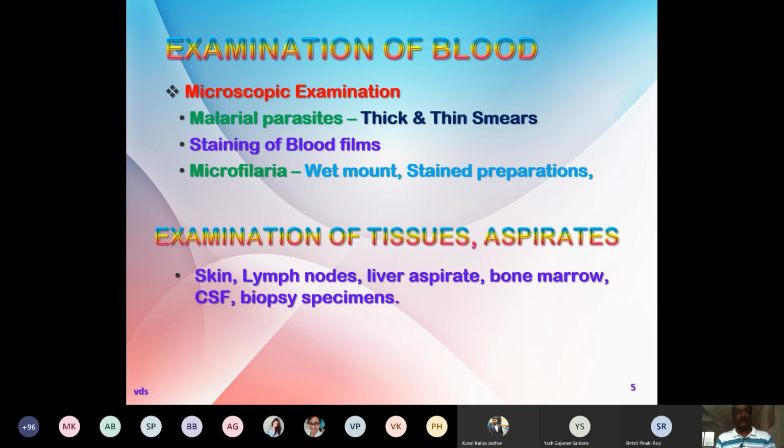Then after that, examination of tissue and aspirate. Some specimens are very important, such as skin, lymph node, liver aspirate, bone marrow, CSF, and other biopsy specimens.